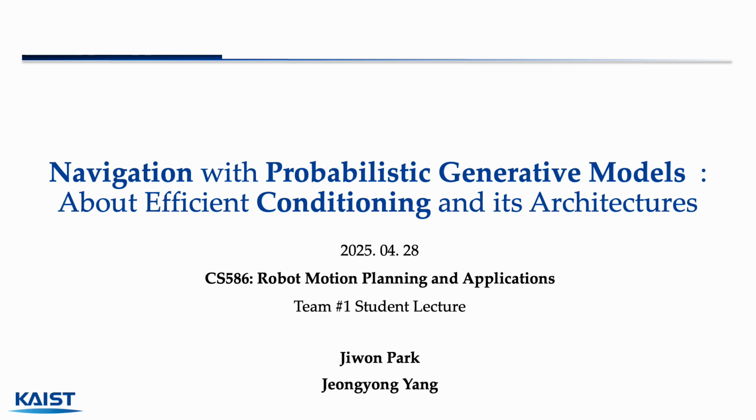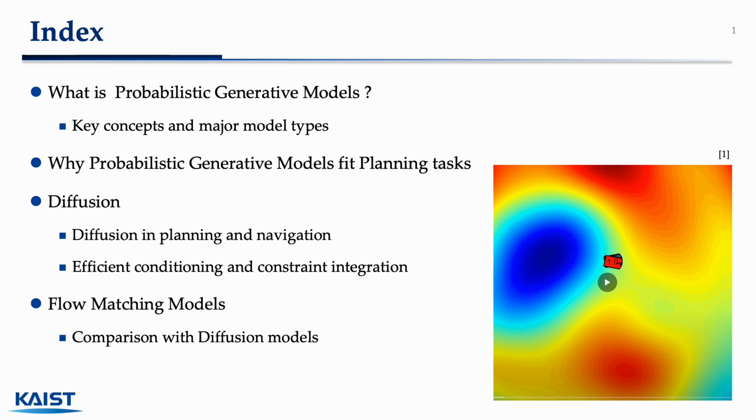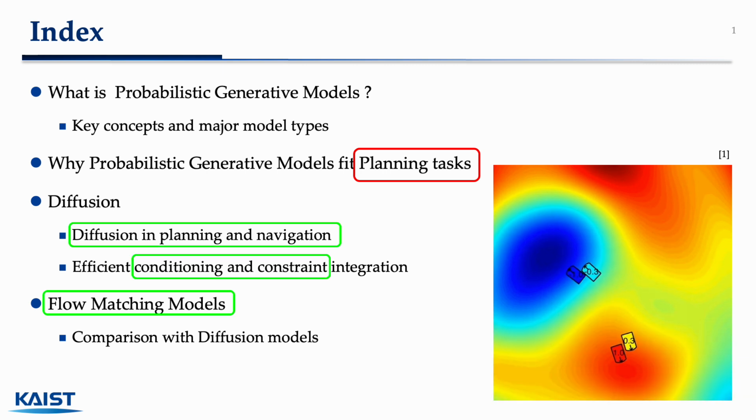Today I will be talking about planning using probabilistic generative models. In planning tasks, there is no single correct answer. The desired trajectory can vary depending on goals or constraints given at each situation. Thus, this presentation will mainly discuss how to efficiently integrate such conditional information into the planning process.